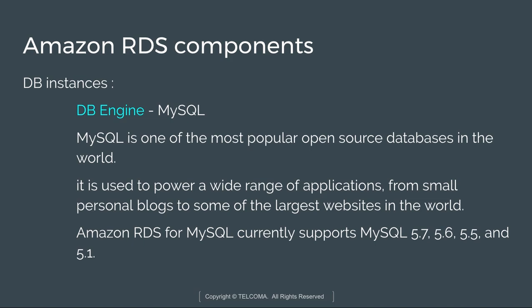Currently, it is supporting 5.7, 5.6 and 5.5. The engine is running the open source community edition with InnoDB as the default and recommended database storage engine. Amazon RDS MySQL allows users to connect using standard MySQL tools like MySQL Workbench. It supports Multi-AZ deployment for high availability and read replicas for scaling.